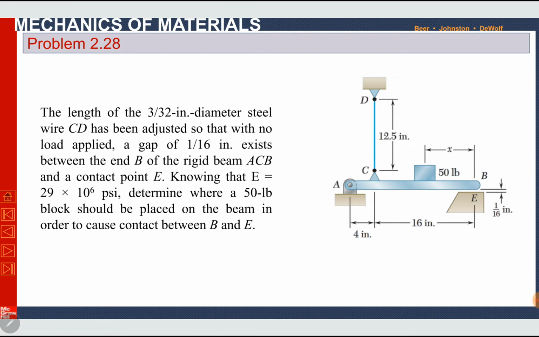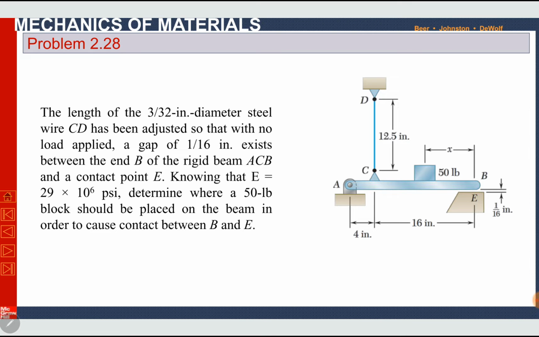Now, knowing that E is equal to 29 into 10 power 6 psi, E is the modulus of elasticity for this steel wire. Because ACB is a rigid beam, rigid materials do not have E. This E is for the steel wire CD.